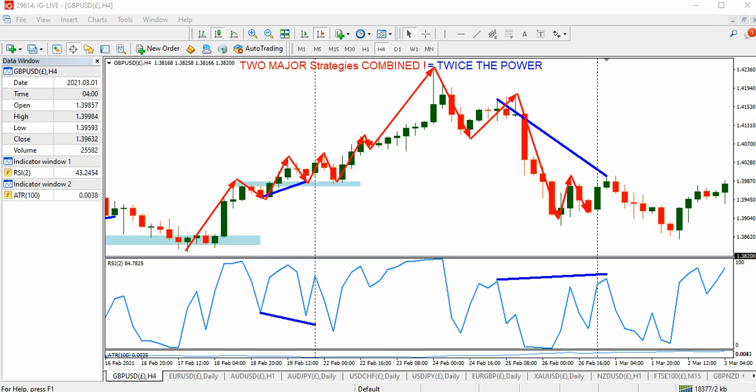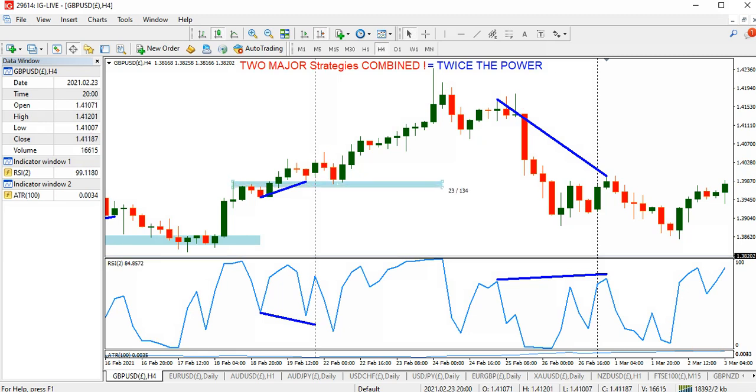Is there anything from a price action point of view or from a divergence point of view that you can use? Well, if you extend this area of resistance that was then support, and you extend it outwards, you can see that that area is still causing some trouble to price.